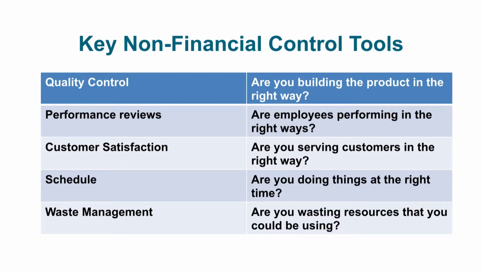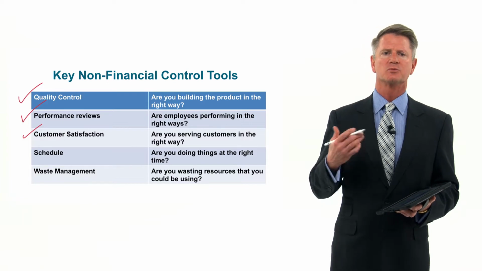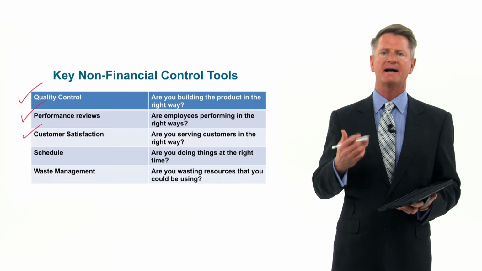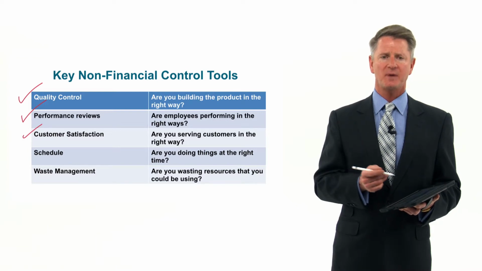If we look at some key non-financial control tools, quality control really is when we look at the product we are building and compare it to the standards for a perfect product. Are we building the product in the right way? Performance reviews are when we look at individual employees. Are they performing in the right way, or do they need to change their performance? Customer satisfaction is often collected in terms of surveys, in terms of interviews, or customer response cards. We're asking our customers to give us feedback. Are they satisfied? Are we serving them in the right way, or do we need to make changes to return to our track?